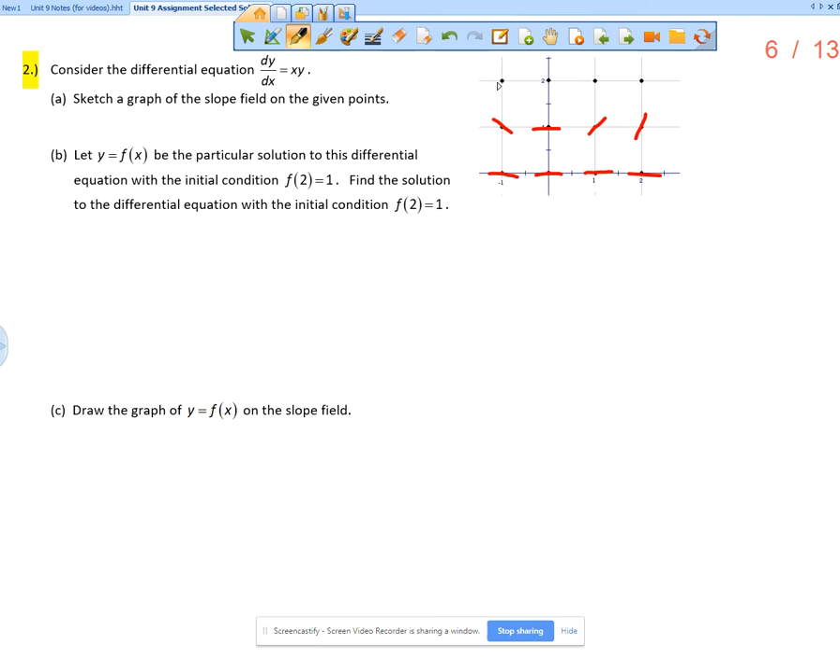-1 times 2 is -2. 0 times 2 is 0. 1 times 2 is 2. And 2 times 2 is 4. So that would be our slope field. So that's part A.